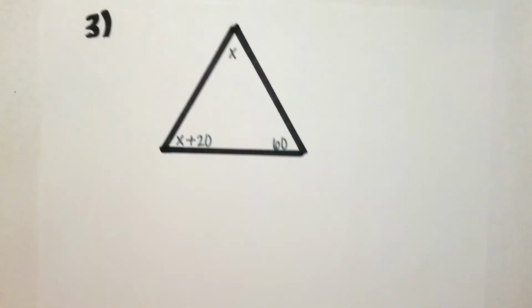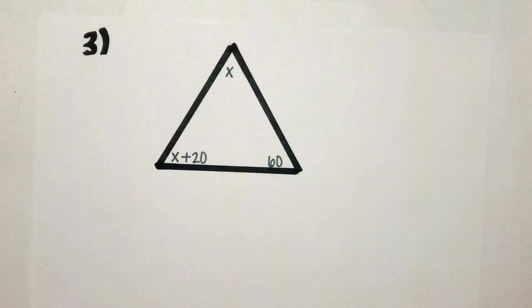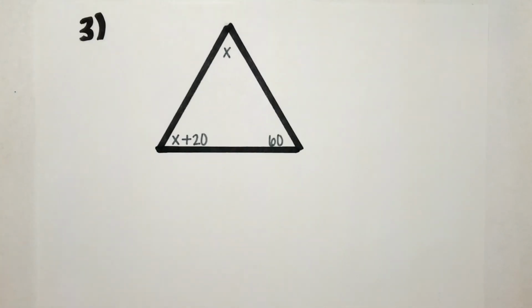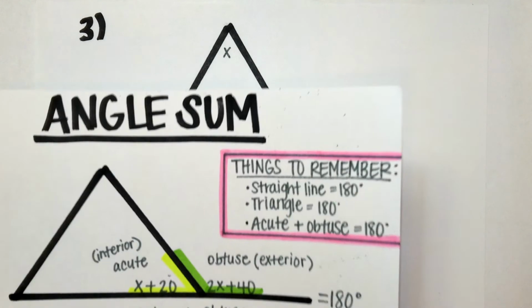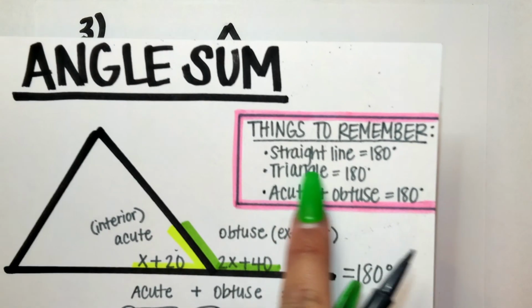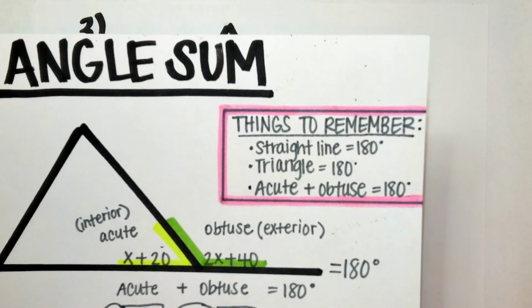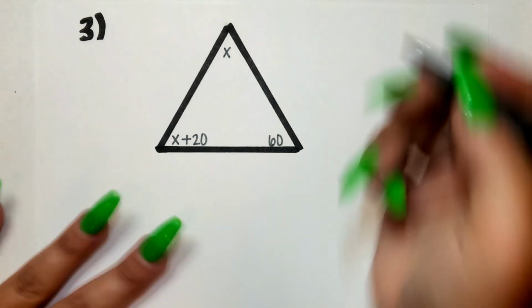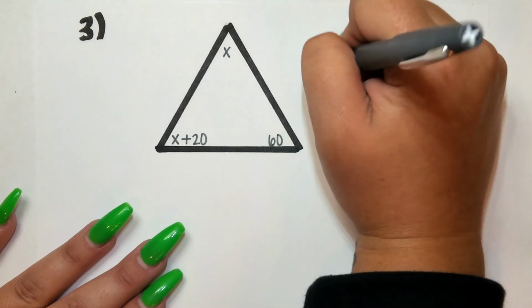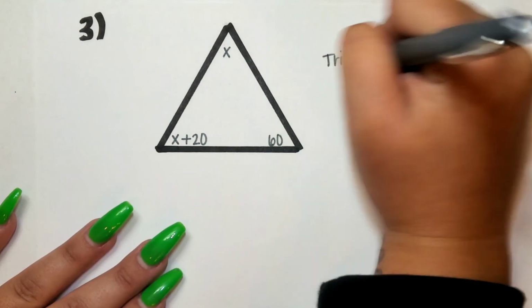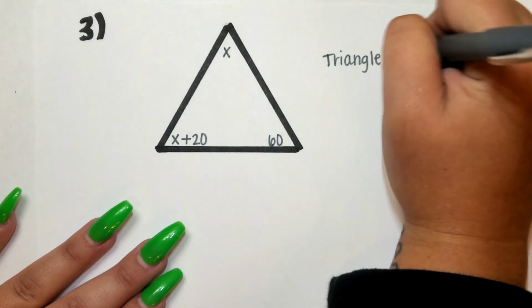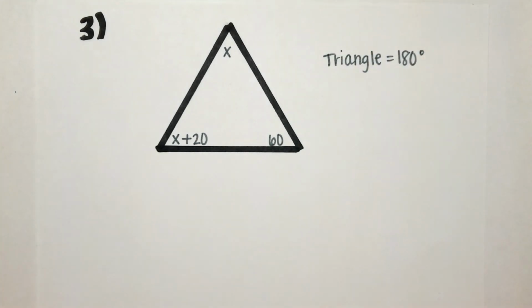Okay, let's move to number 3. So as we can see, number 3 does not have the extended line. So I need the degrees of a triangle. So remember on the first page, a triangle equals 180 degrees. So I'm going to write that here. A triangle equals 180 degrees.